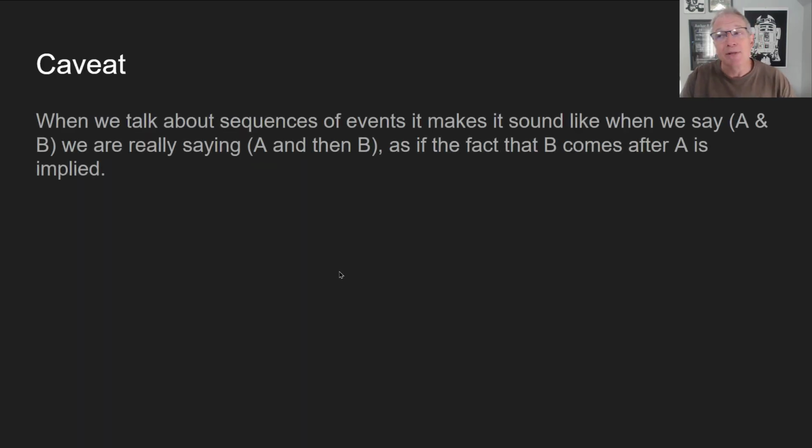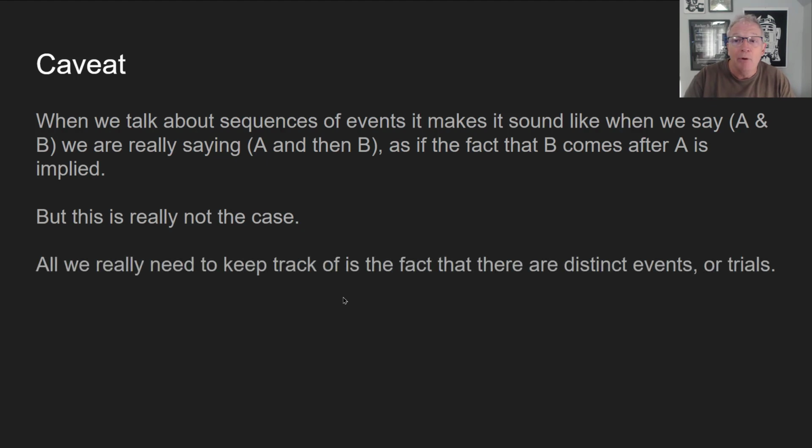Okay, so a caveat. When we talk about sequences of events, it makes it sound like when we say A and B, we're really saying A and then B, as if the fact that B comes after A is implied, but that need not be the case. All we really need to do is keep track of the fact that there are distinct events or distinct trials. And that's partly what I mean in my example when I said, imagine we keep our 2 dice 2 different colors. Imagine I've got a red 6-sided die and a green 6-sided die.